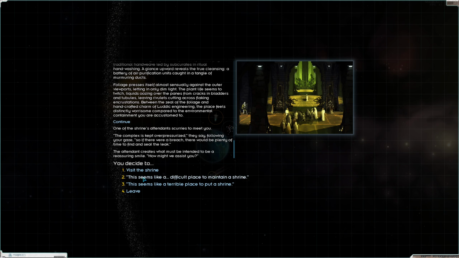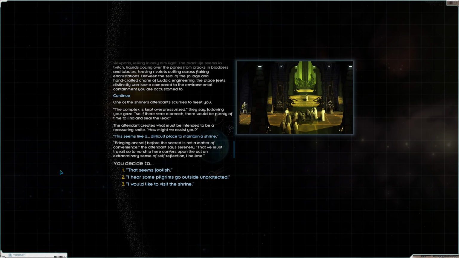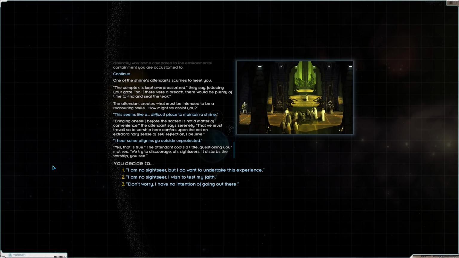This seems like a difficult place to maintain a shrine. Bringing oneself before the sacred is not a matter of convenience, the attendant says serenely. That we must travail so to worship here confers upon the act an extraordinary sense of self-reflection, I believe. I hear some pilgrims go outside unprotected. Yes, that is true. The attendant cools a little, questioning your motives. We try to discourage sightseers. It disturbs the worship, you see.